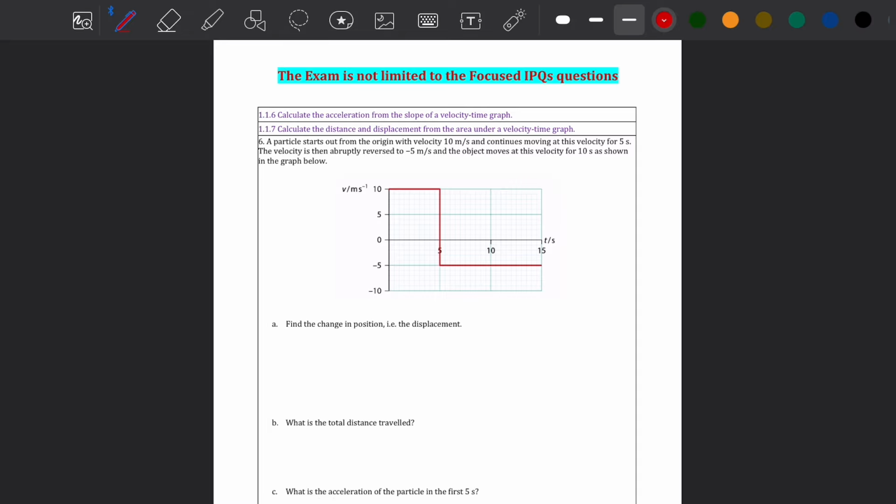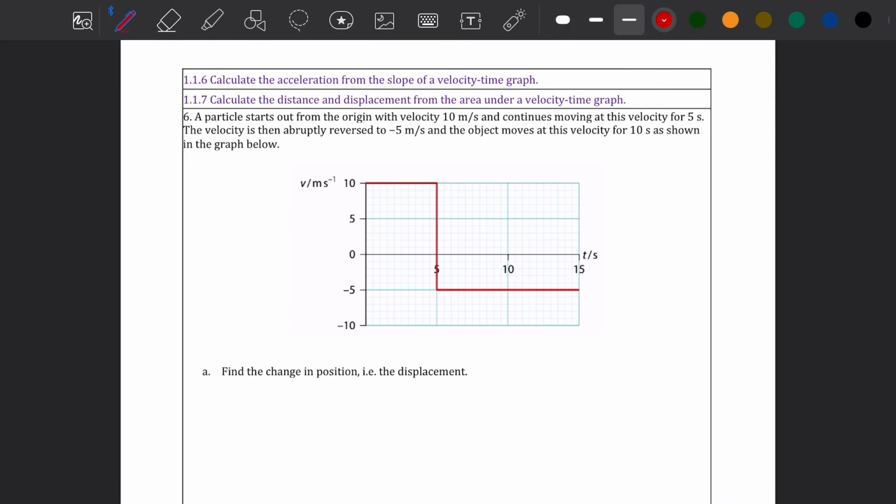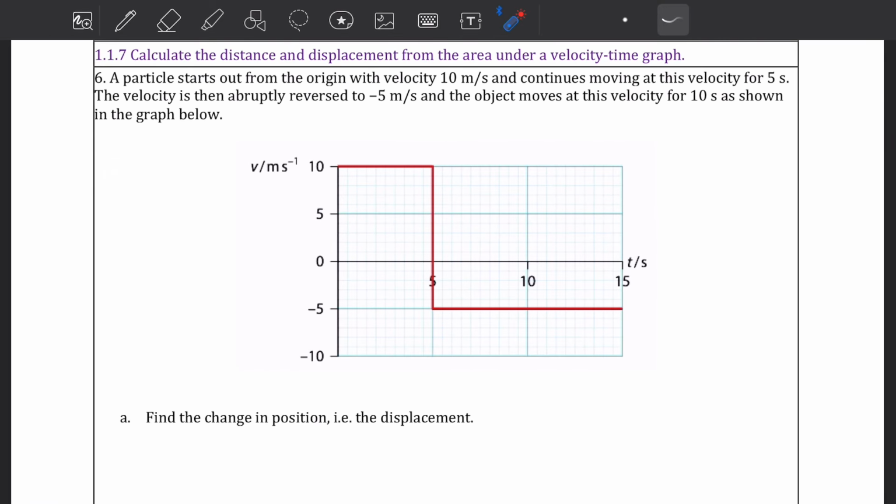Okay, next. Two objectives: calculate acceleration from the slope of a velocity time graph, and calculate distance and displacement from the area under a velocity time graph. So let's look at this problem. A particle starts out from the origin with velocity 10 meters per second, continues moving at this velocity for 5 seconds. Velocity is then abruptly reversed to -5 meters per second. The object moves at this velocity for 10 seconds as shown in the graph.